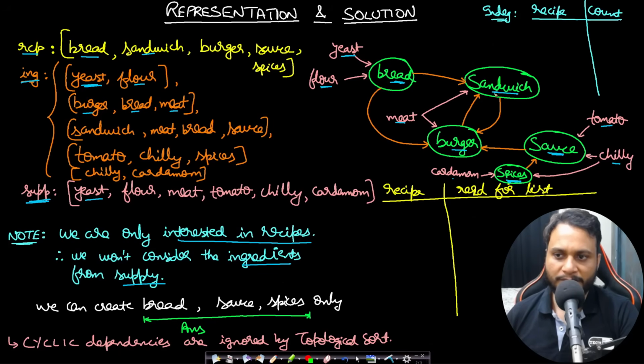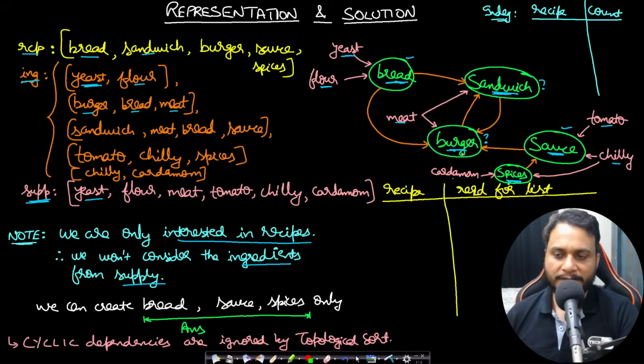But can you make a sandwich? For making sandwich, bread is needed. Okay, bread can always be made. The burger is needed, but you don't know if burger can be made. So if you want to make a burger, you require bread, which can always be made, sauce, which can always be made, but you also require sandwich, which you don't know if it can be made, right? So burger requires sandwich, sandwich requires burger, and so there is a cyclic dependency.